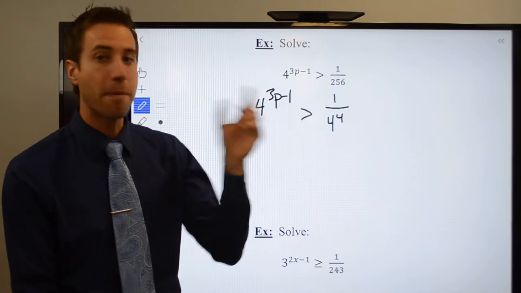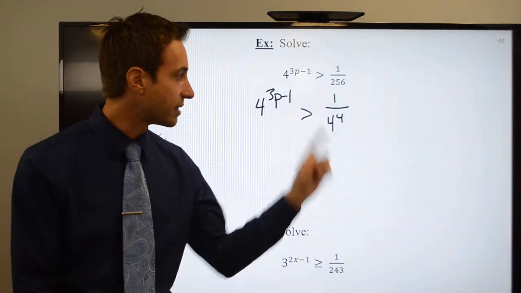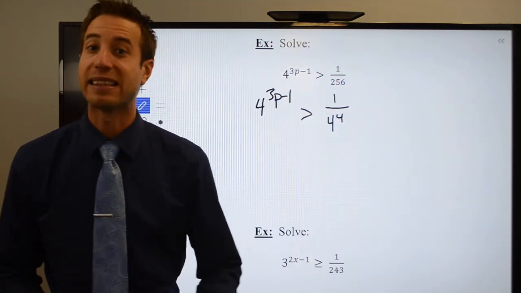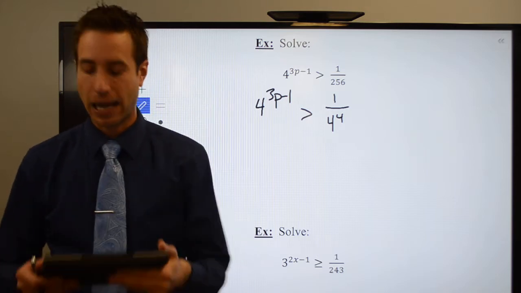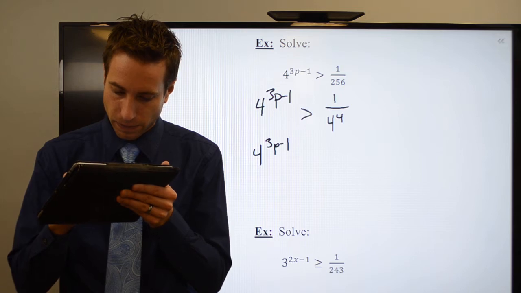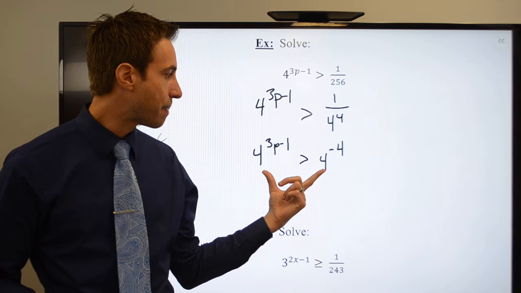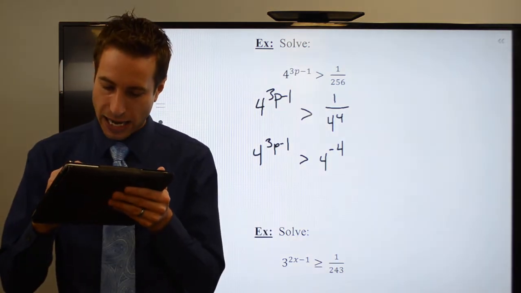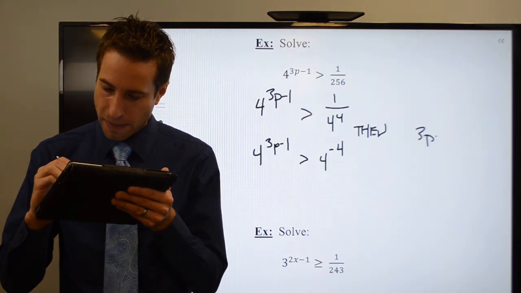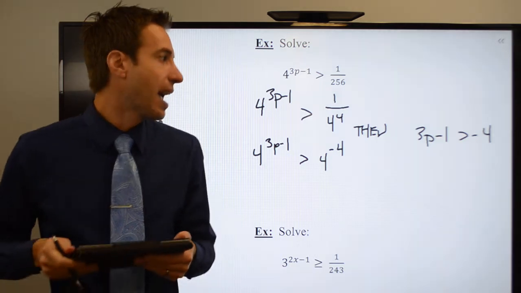The bases are the same, but I still have the problem. The base is in the denominator over there on the right-hand side. So we'll bring it to the top using the same property we used in the last one. Just make the exponent negative, and that guy will come up to the numerator. All right. Well, now I've got the same bases, so we'll go ahead and set our exponents up. 3p minus 1 is greater than negative 4. And we'll solve for p.